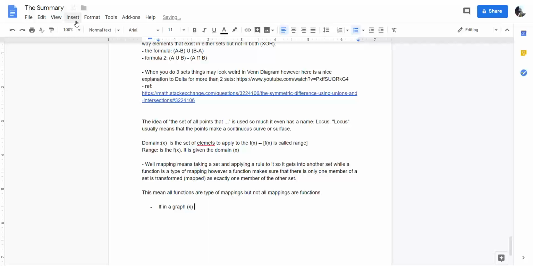Let's do x. If x has multiple y values, then that is not a function. In other words, the line has two intersecting points on the graph. That's it.